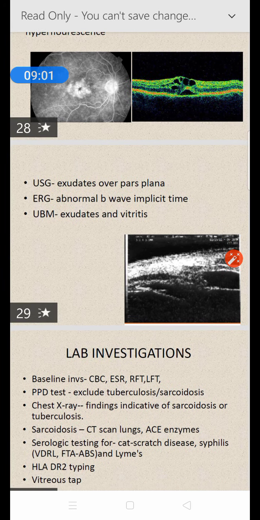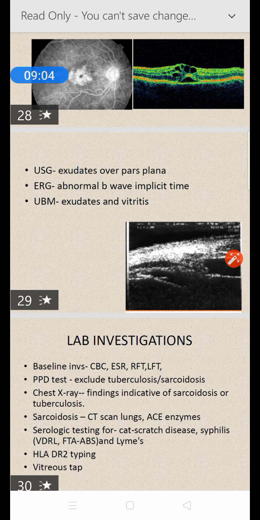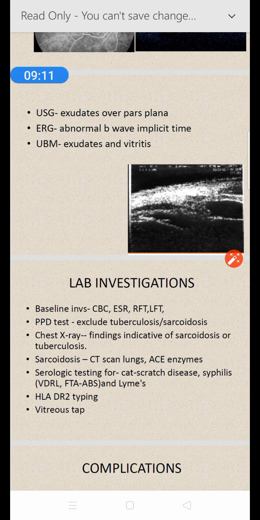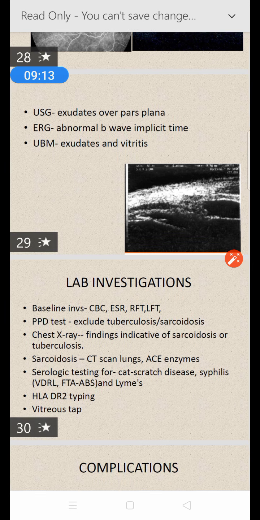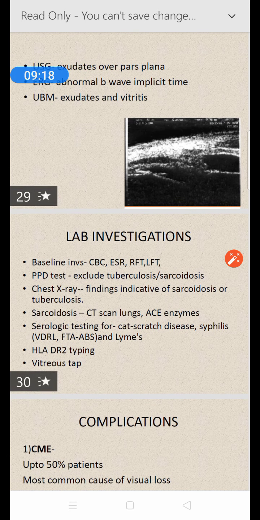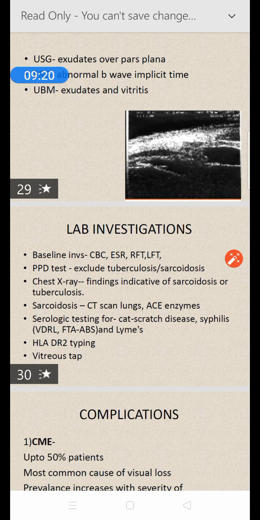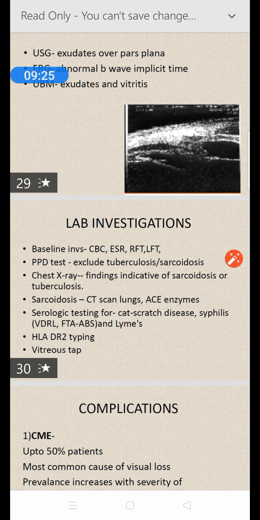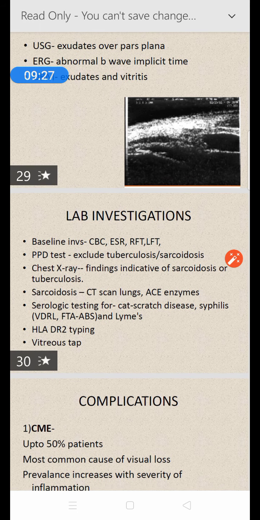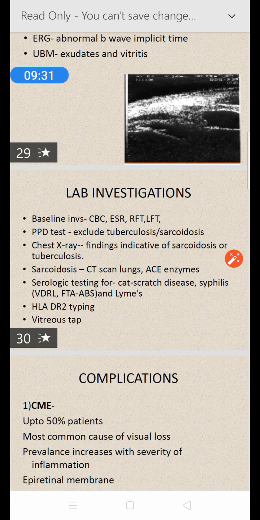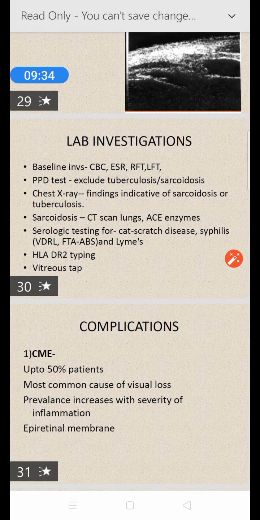Other lab investigations depend on the particular associated systemic disorder, like baseline investigations: CBC, ESR, renal function test, liver function test, and PPD test, chest X-ray. If you suspect sarcoidosis, CT lung and ACE enzymes give a particular diagnosis, and serological tests like VDRL, FTA antibodies and Lyme's, HLA association, and vitreous tapping.